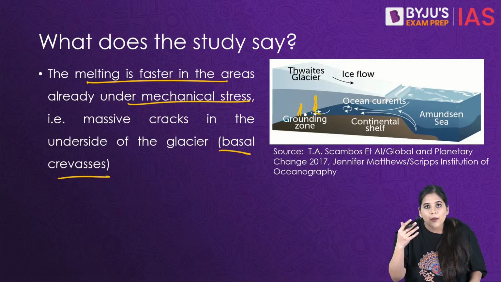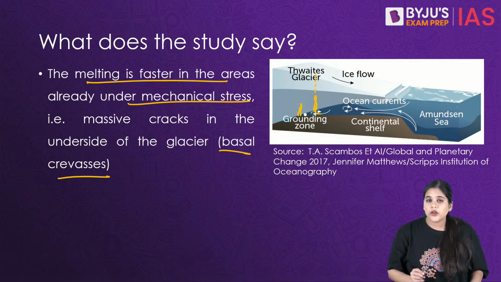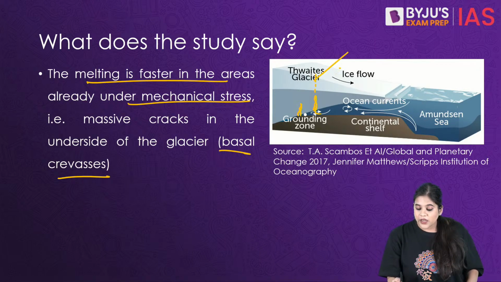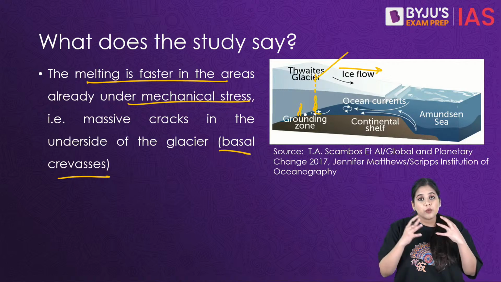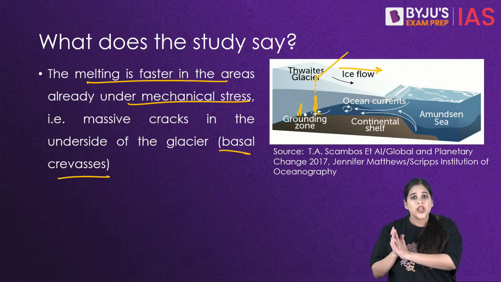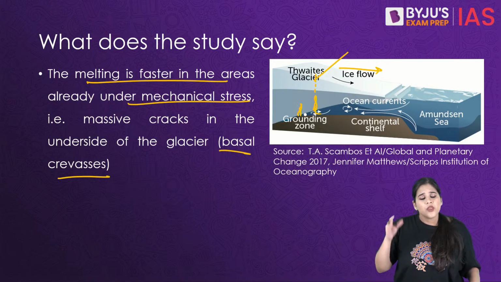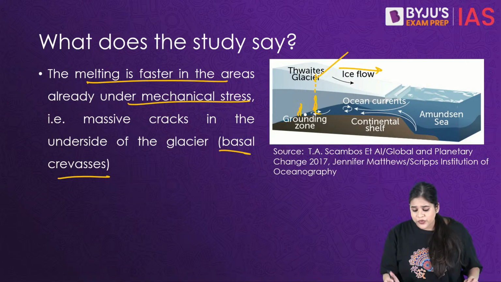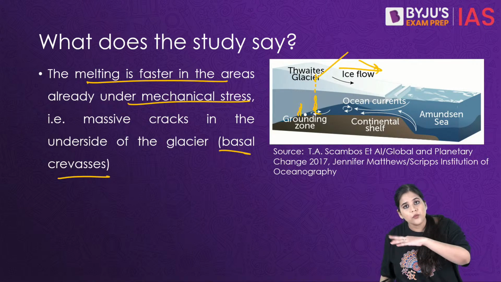So eventually what will happen? It will keep on increasing and the whole area will break off. It will break off and move into the ocean. Currently on the surface, what is happening? Because of the melting due to warming, the ice is just flowing into the ocean.